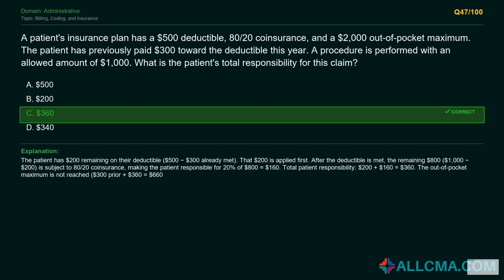The patient has $200 remaining on their deductible, $500 minus $300 already met. That $200 is applied first. After the deductible is met, the remaining $800, $1,000 minus $200, is subject to 80/20ths coinsurance, making the patient responsible for 20% of $800 equals $160. Total patient responsibility, $200 plus $160 equals $360. The out-of-pocket maximum is not reached. $300 prior plus $360 equals $660.